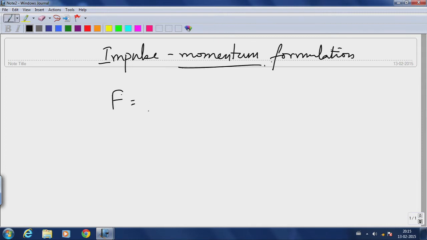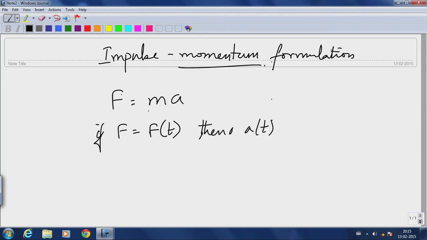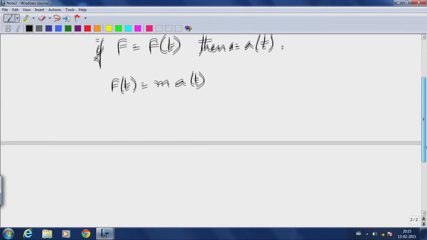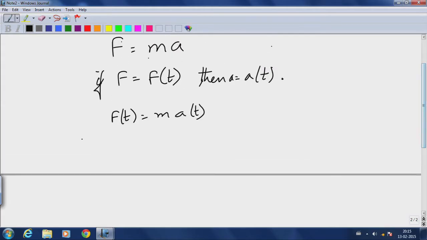So, we will start with our old Newton's law. I am going to write it as a simple scalar formulation, just to illustrate the idea. Now, if F was a function of time, whatever be the function of time, then all it would say to start with is that a of t is also a function of time, that acceleration is also a function of time. Okay, so, F of t equals m times a of t, but like we said, I am not interested in the instantaneous accelerations.